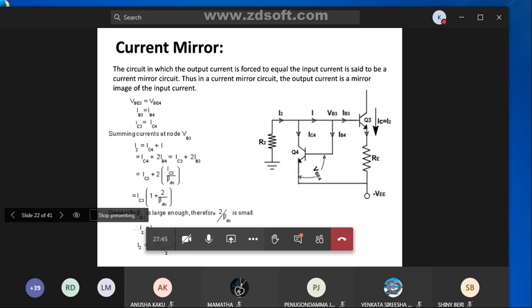So we can write I2 equal to IC3. Here I2 is the input current and IC3 is the output current. So the output current, that is IC3, is the mirror image of the input current I2. That is the concept of the current mirror circuit. Current mirror is used to improve the CMRR value. To improve the CMRR value, we are using this current mirror circuit in differential amplifiers, so in operational amplifiers.